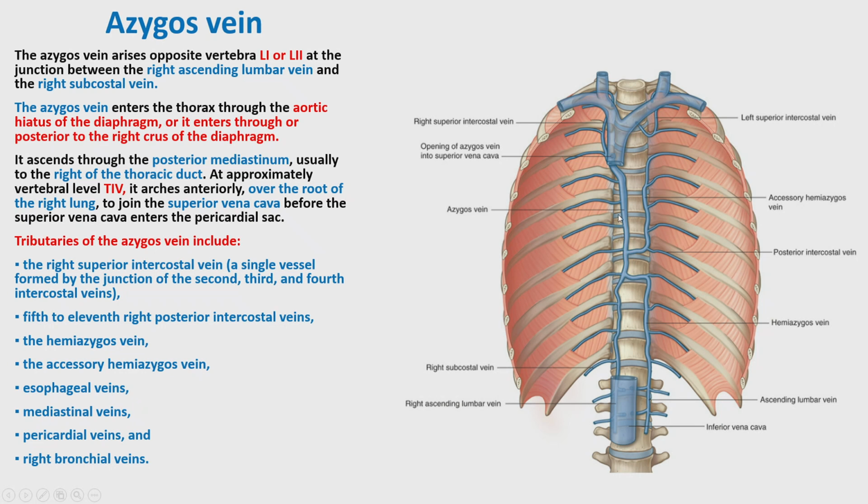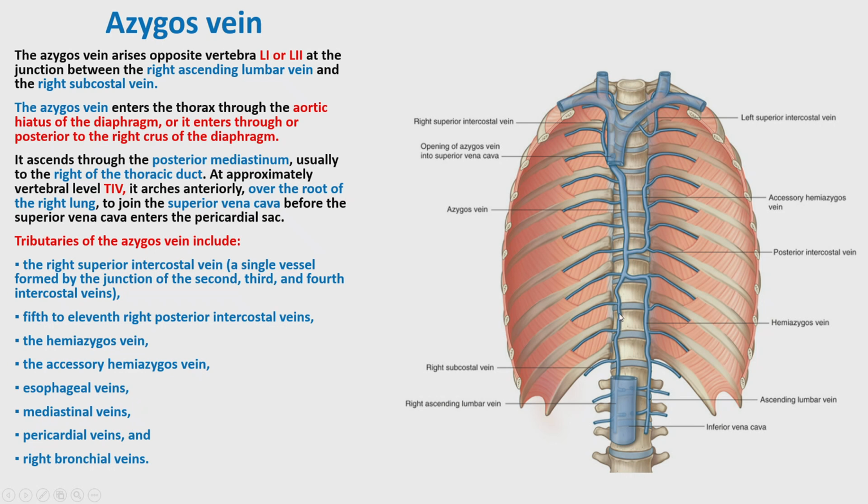Regarding the azygos vein, what is the azygos vein? The azygos vein originates at the level of L1, L2 approximately, by the union of the junction of two main veins on the right side. Whenever we are talking about the azygos vein, we are talking about the right side, so definitely don't forget this right side. These two veins are the right subcostal vein and the right ascending lumbar vein.